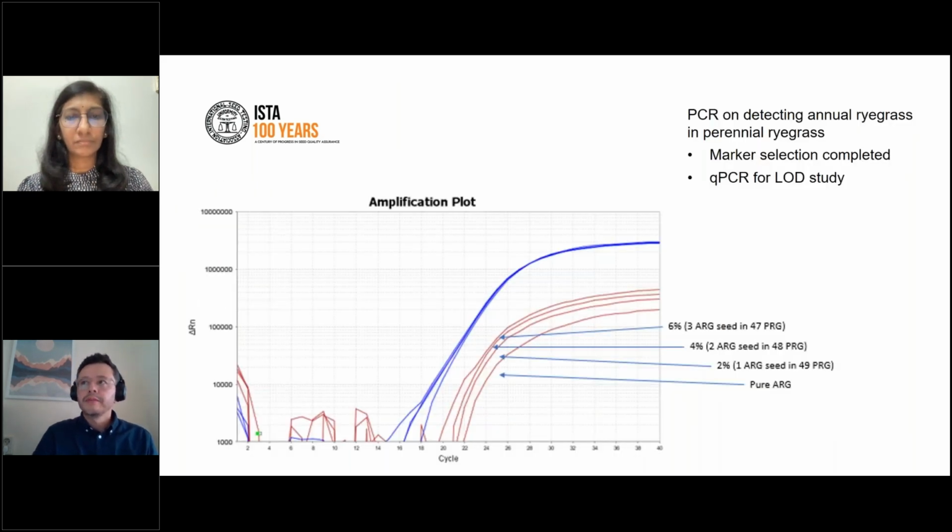Then we have again a sneak peek of the molecular method. I was talking about annual ryegrass detection in perennial ryegrass.